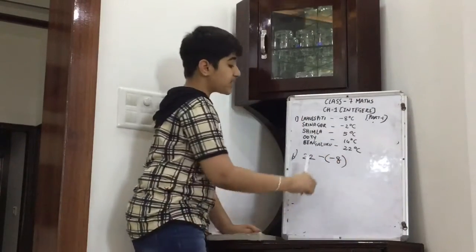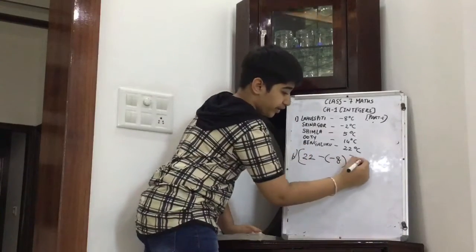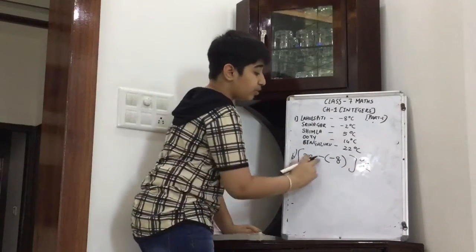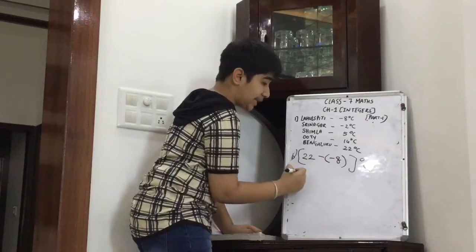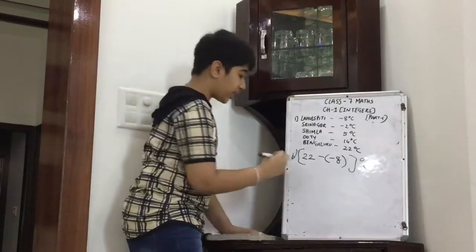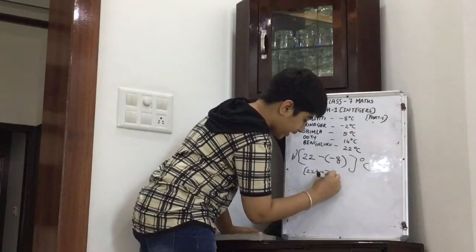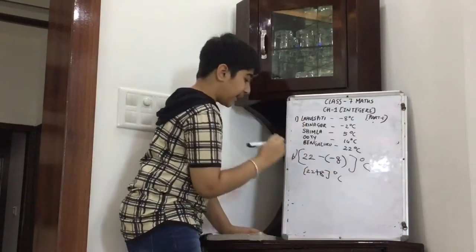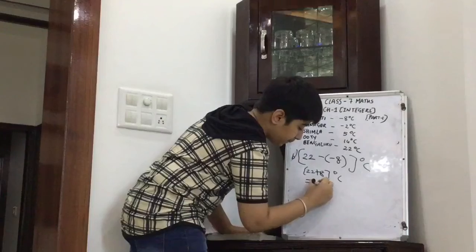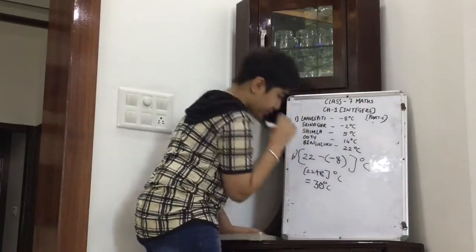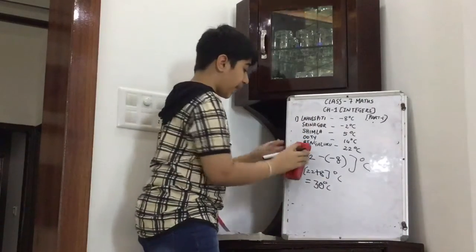So coming to this, we can just make a big bracket and write it as integers. So plus, minus, and minus. When minus and minus are multiplied, they become plus. So we can say here we get 22 plus 8 is equal to 30°C. That is the answer.